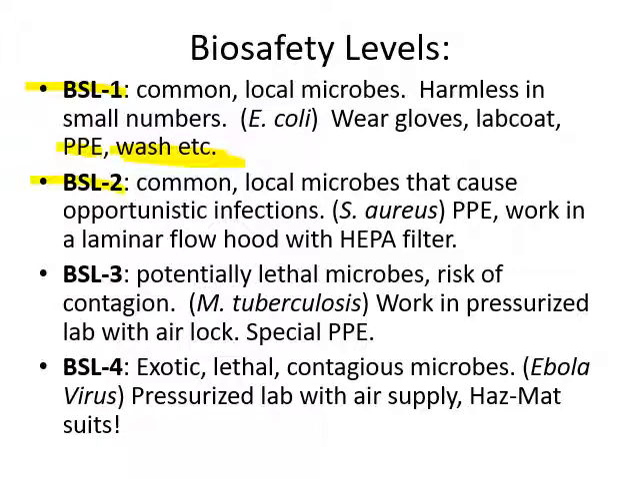BSL2 is slightly more cautious. This is where you would grow bacteria like Staph aureus. That's an opportunistic pathogen. You would work in a safety cabinet with a HEPA filter. BSL3 is more dangerous. Typically you would work with something like Mycobacterium tuberculosis in there.